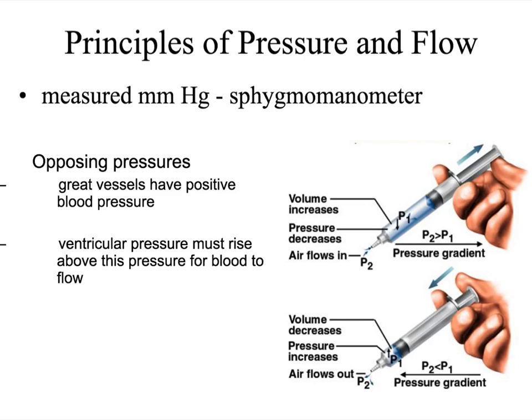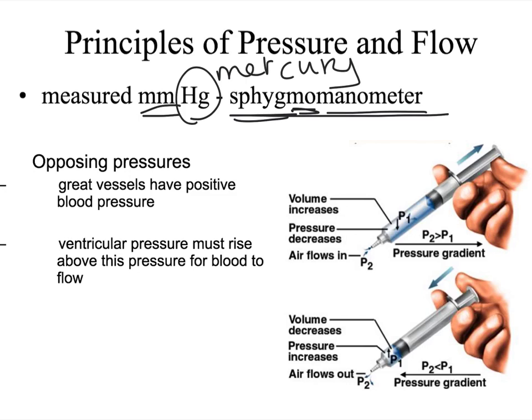Now in order to measure pressure, we use a blood pressure cuff. The technical word for it is sphygmomanometer, and that's basically a blood pressure cuff. The units that we use to measure blood pressure are millimeters of mercury, mmHg. So it's just like barometric pressure. That's what they use, millimeters of mercury.